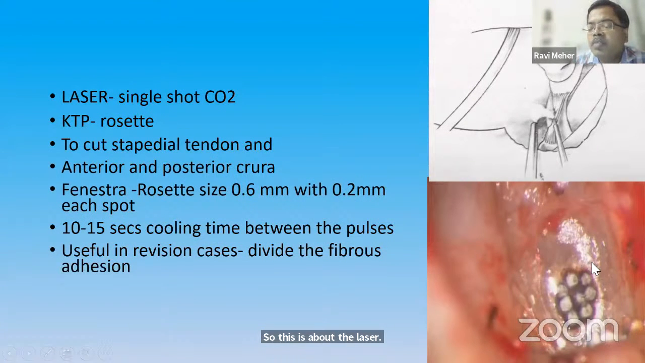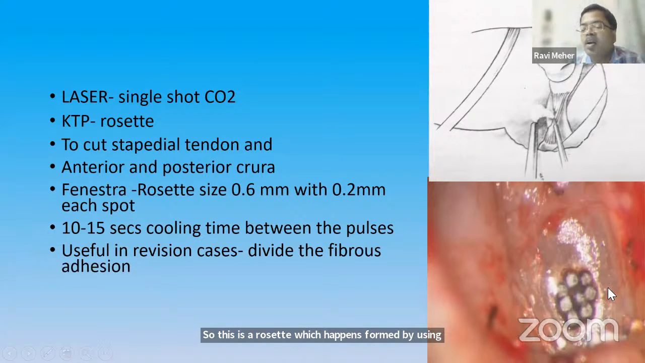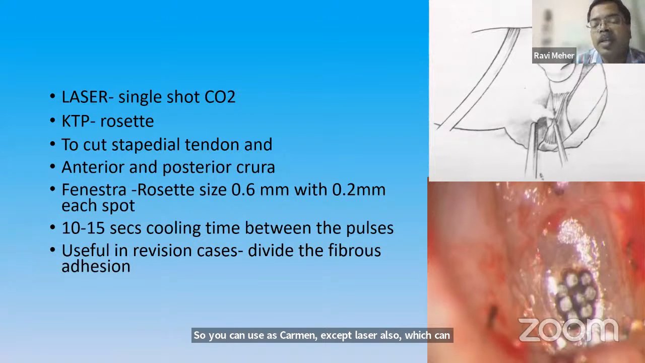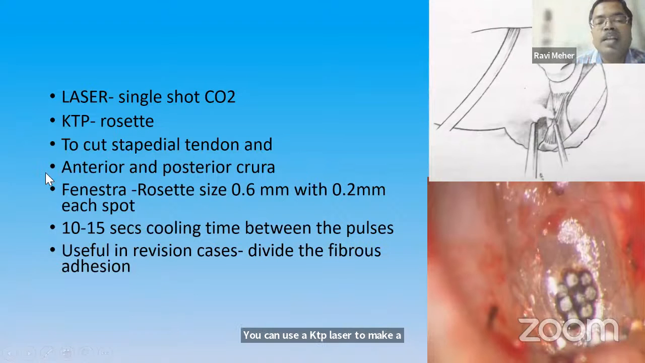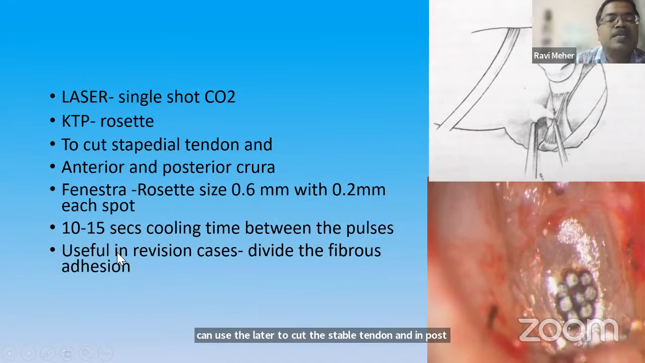So this is a rosette which has been formed by using a carbon dioxide handheld laser. And now, because the footplate is thinned out, you can use a skeeter or drill to make a precise fenestra, right? You can use a carbon dioxide laser also, which can be a single shot carbon dioxide laser, which can evaporate the footplate and make a precise stapedotomy. You can use a KTP laser to make a rosette like this. You can use the laser to cut the stapedial tendon and the posterior crura, you can make the fenestra, and it is useful in revision cases to divide the fibrous adhesions.